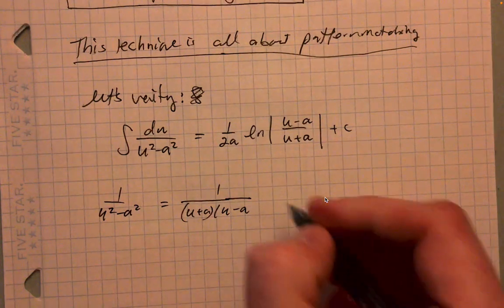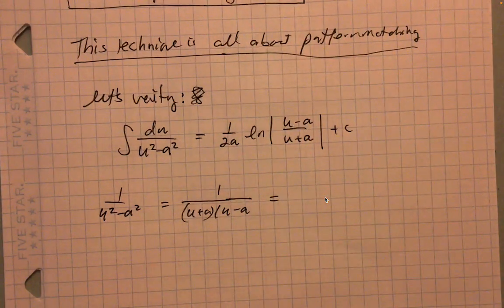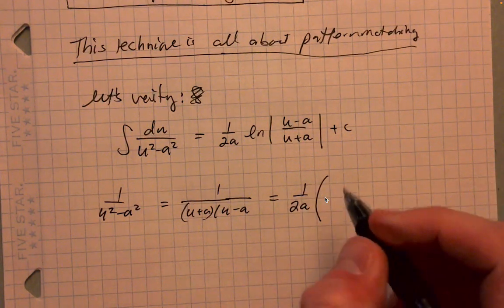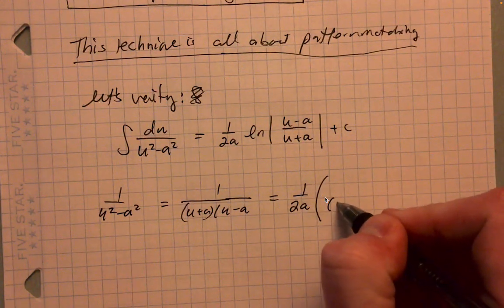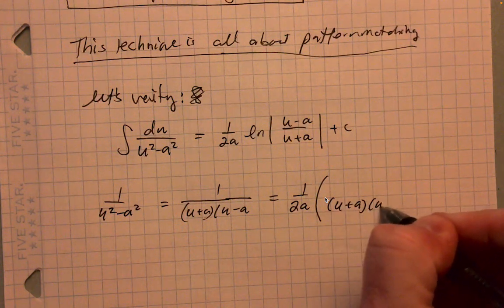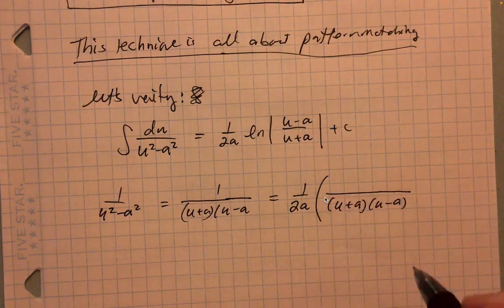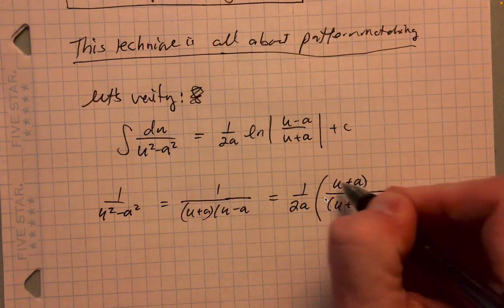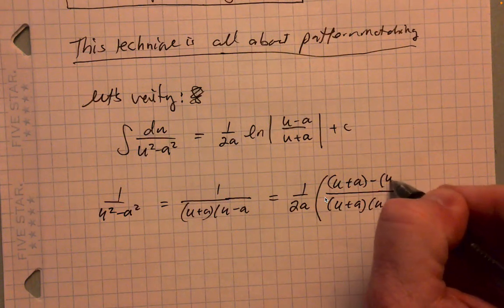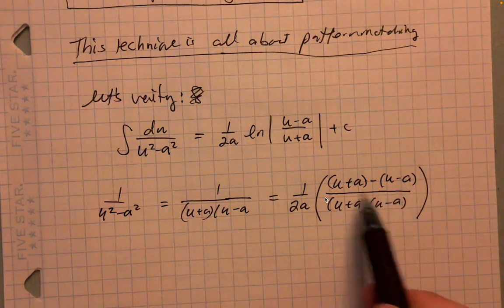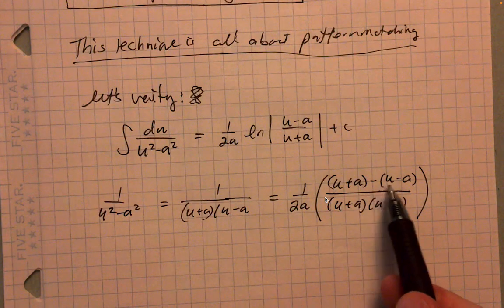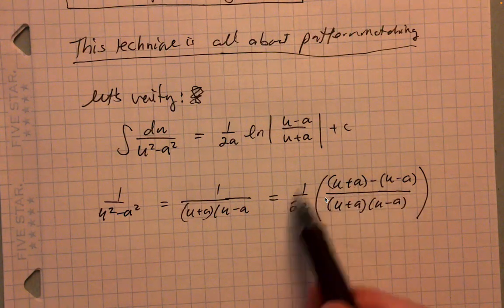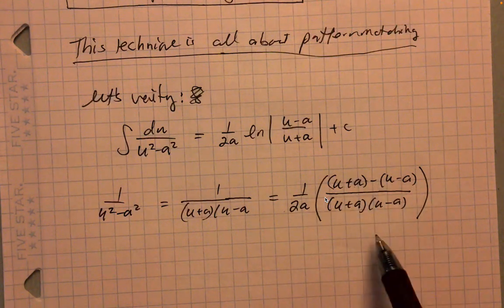Okay, and further, this can be written as 1 over 2a. Now this is a little bit of a tricky maneuver here, but you've got the u plus a on the bottom, the u minus a on the bottom, right? Now up top I'm going to write u plus a, in parentheses, minus u minus a. Okay, now notice here you get a u minus u, so u minus u is 0, and then you get an a minus negative a, so a 2a on top. So the 1 over 2a is the same as the 2a on top here.